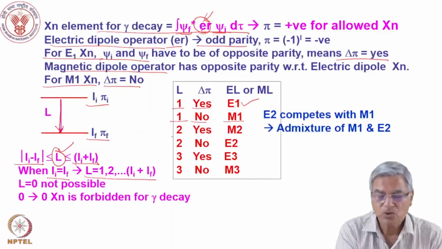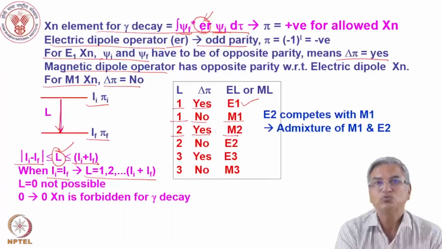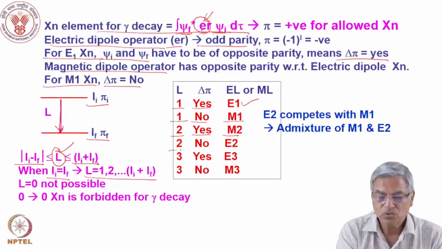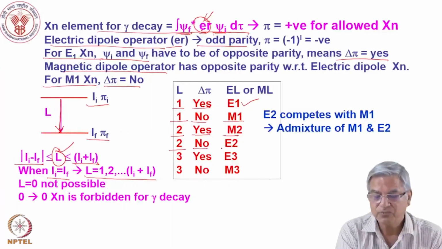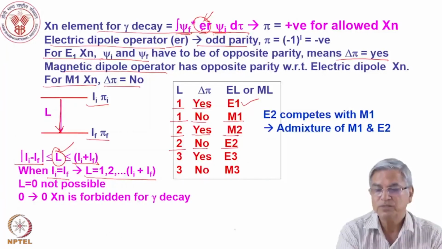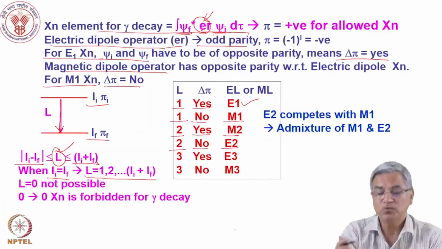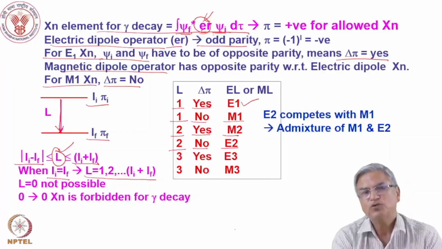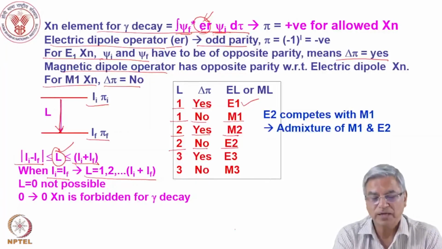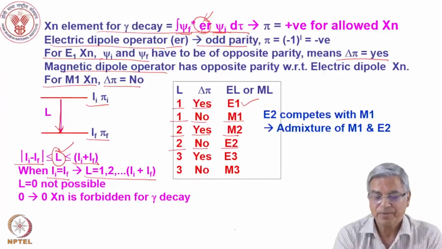Similarly, when L equals 2 and there is a change in parity, then we say it is an M2 transition. When L equals 2 and there is no change in parity, then we say it is an E2 transition, because as we go to higher L, (-1) to the power L, when L is 2, becomes positive, so the parity becomes positive. Accordingly, the rules will change, and you can just put in the values for different transitions in terms of L and pi, and you can see whether it will be EL or ML.